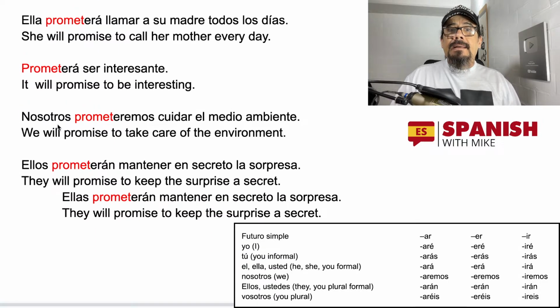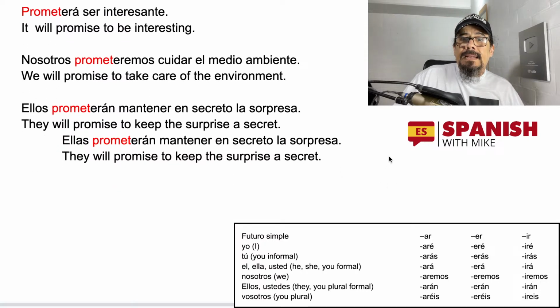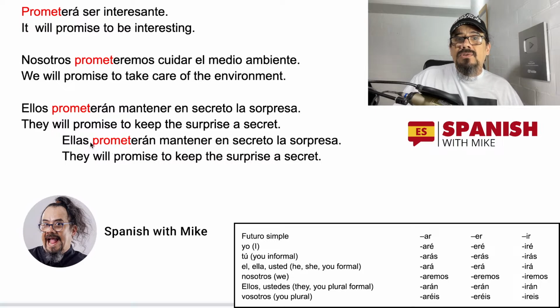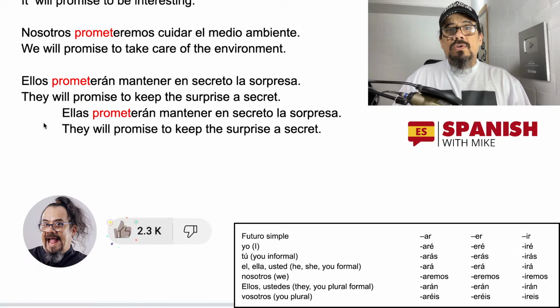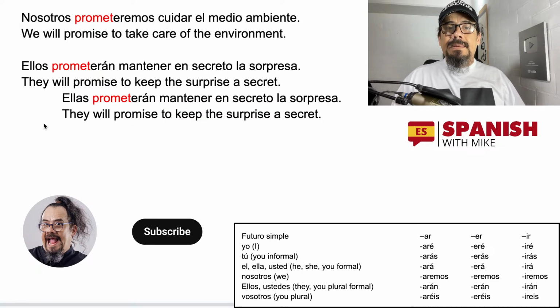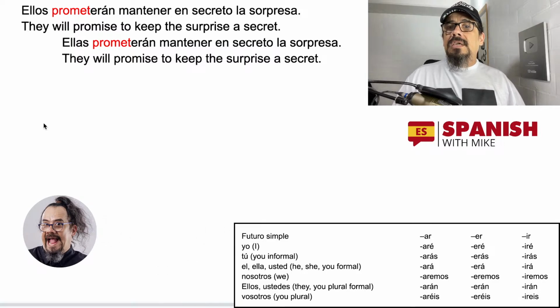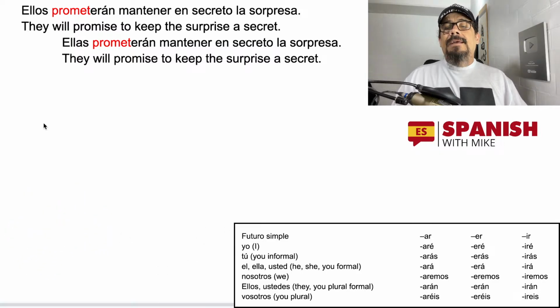Ella prometerá llamar a su madre todos los días. She will promise to call her mother every day. Prometerá ser interesante. It will promise to be interesting. Nosotros prometeremos cuidar el medio ambiente. We will promise to take care of the environment. Ellos prometerán mantener en secreto la sorpresa. They will promise to keep the surprise a secret. Male. Ellas prometerán mantener en secreto la sorpresa.